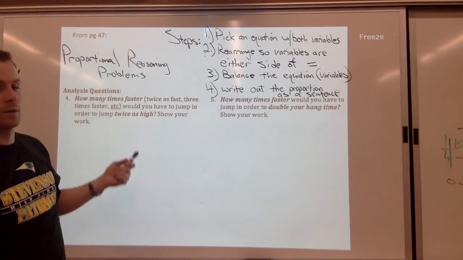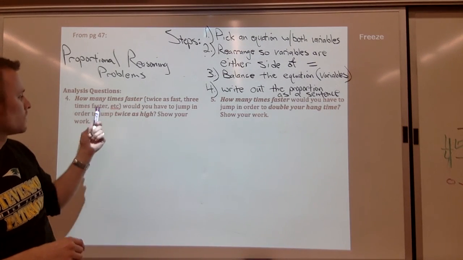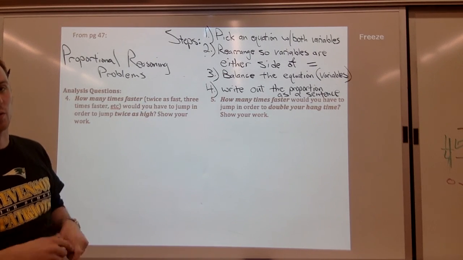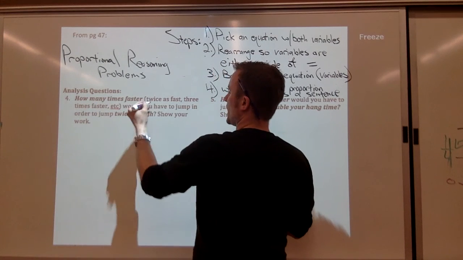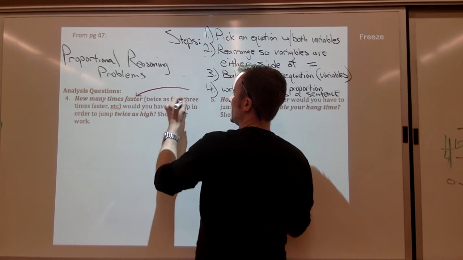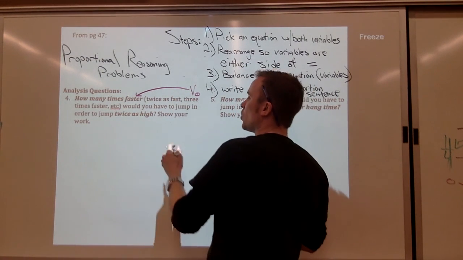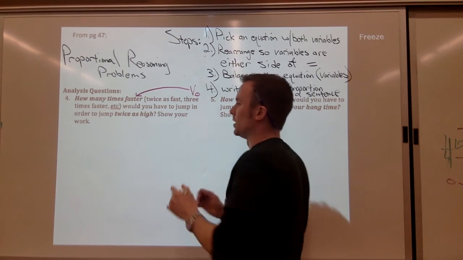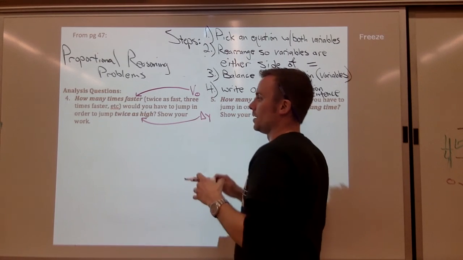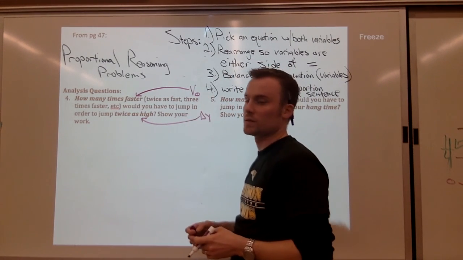Okay, well, I don't see any variables listed here, so let's read the problem. How many times faster, twice as fast, 3 times as fast, etc., would you have to jump in order to jump twice as high? Show your work. Well, how many times faster? All right, if you're jumping with a velocity, that's going to be the velocity you start with for your v-naught. If you're going twice as high, this is vertical motion. So I'm going to call this the delta y. So look in your kinematics equations, find an equation that has both of those things, and pick one.